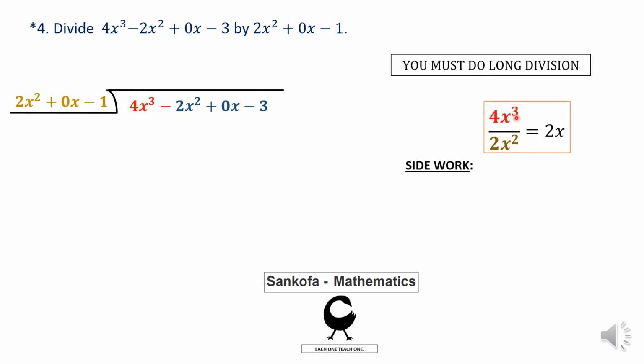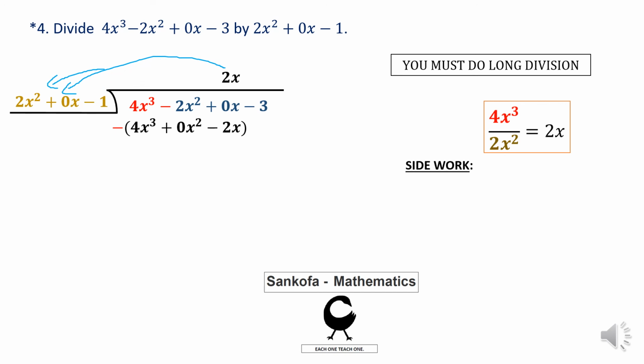So if I take the 4x cubed and I divide it by the 2x squared, I get 2x as an answer, which is all the way up here. And then I'm going to take this 2x and multiply it with each term, and this is what you need to do. You multiply that 2x with 2x squared, you multiply it with the 0x, and you multiply it with negative 1. Once you do that, you're going to add 4x cubed plus 0x, because 2x times 0x is just 0, but we put 0x squared there for the placeholder so that the x squares can be sorted. And then obviously 2x times negative 1 is negative 2x.